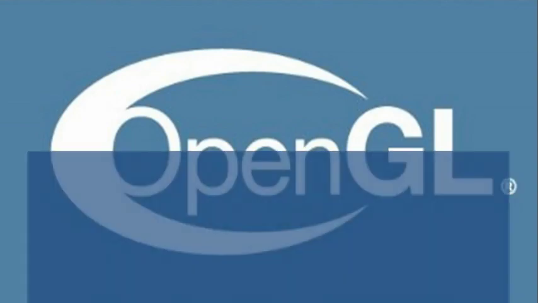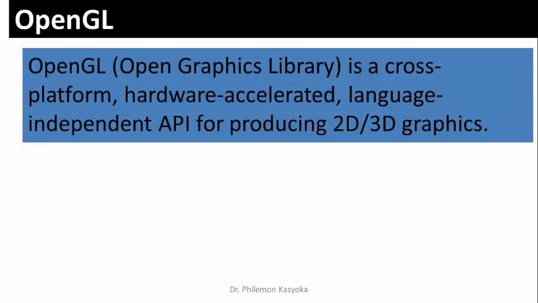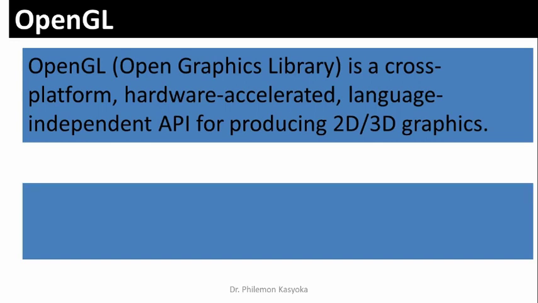Okay guys, welcome. Before we can get to coding with OpenGL, it's important we understand what OpenGL is all about. OpenGL is basically an open graphics library, which is a cross-platform, hardware-accelerated, language-independent API for producing either 2D or 3D graphics. So it has that capability to do that.